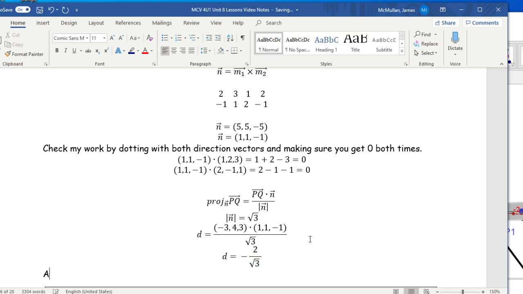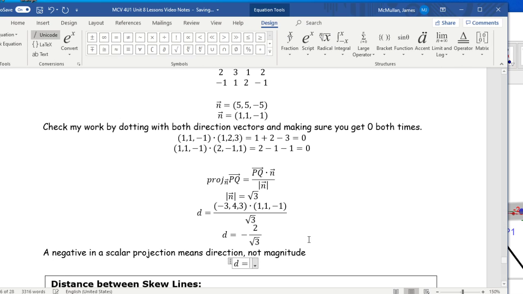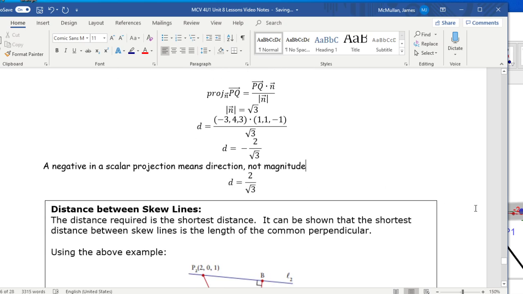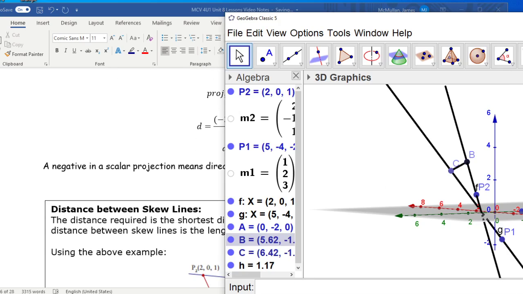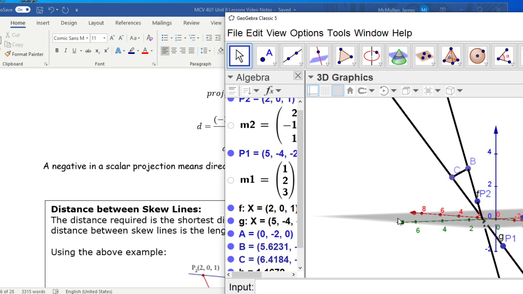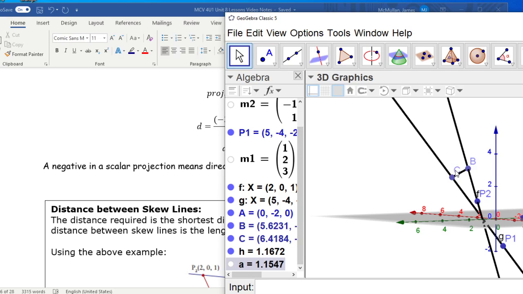And then we remember that a negative in a scalar projection means direction, not magnitude. So this is why the formula has an absolute value on it. D divided by square root 3. So 2 over root 3 is the shortest possible distance between those two lines. Now, 2 divided by square root 3 is 1.15. So you can see that if I were better at lining these two up, I could have done this a bit better.